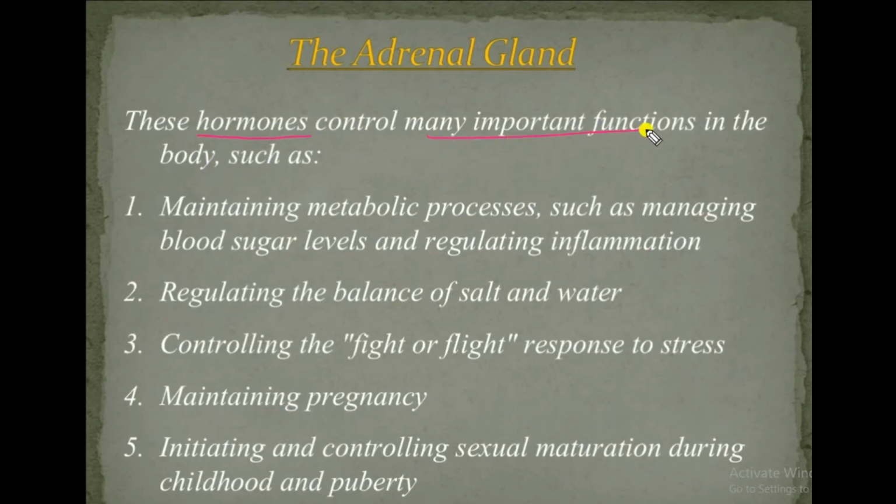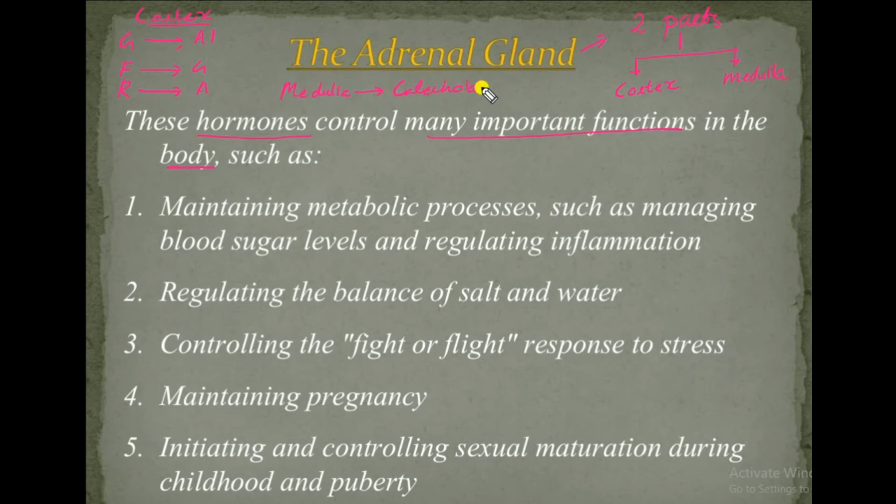The adrenal glands have two main parts. The cortex is the outermost and the medulla is the innermost. The cortex has three zones: glomerulosa, forming aldosterone; fasciculata, forming glucocorticoids; and reticularis, forming androgens.